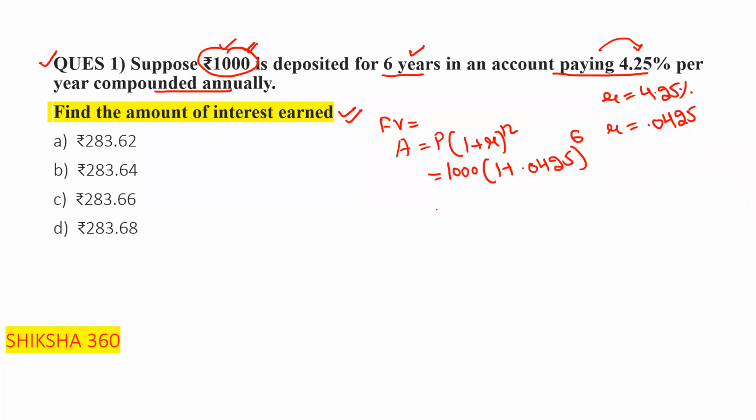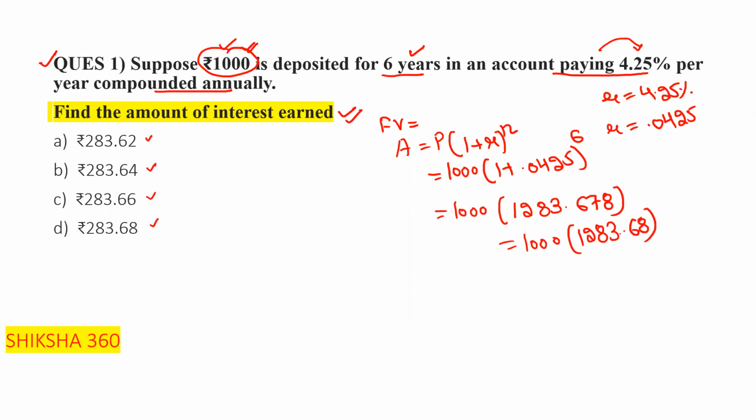When we calculate this, 1000 into 1 plus 0.0425 power 6, it comes out to 1283.678. Here we will see that the decimal is only up to 2 places, so we will make it 1283.68. According to the requirement, or as per the option, we will change it.